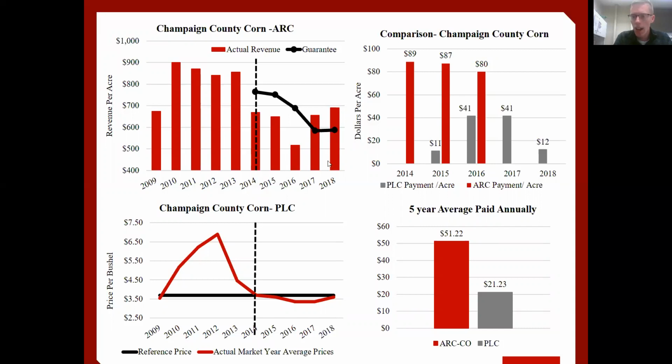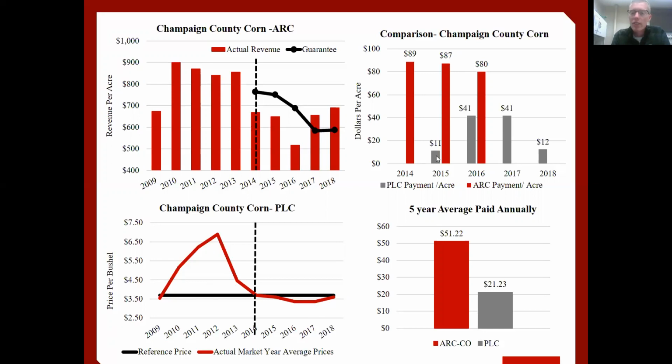The red bars are our actual revenue. A payment is triggered when the red bars fall below the black line. So we see that Ark County made a payment early in the last Farm Bill. The Farm Bill is signified by this dotted black line, by the way. But it did not make Ark County payments in the back end. And we've got the payments over here on the side. If we look at the PLC program, a PLC payment was made when this red line, the marketing year average price, fell below our reference price, which is that 3.70 black line here. And so we see a PLC payment was made in 2016, 2017, and pretty close to one in 2018.